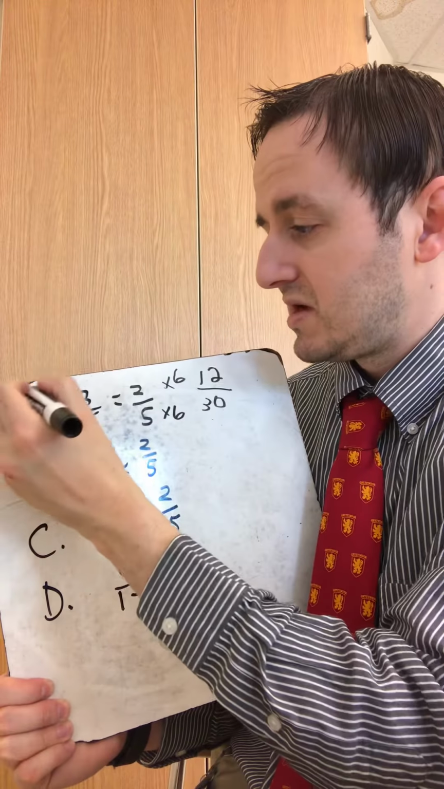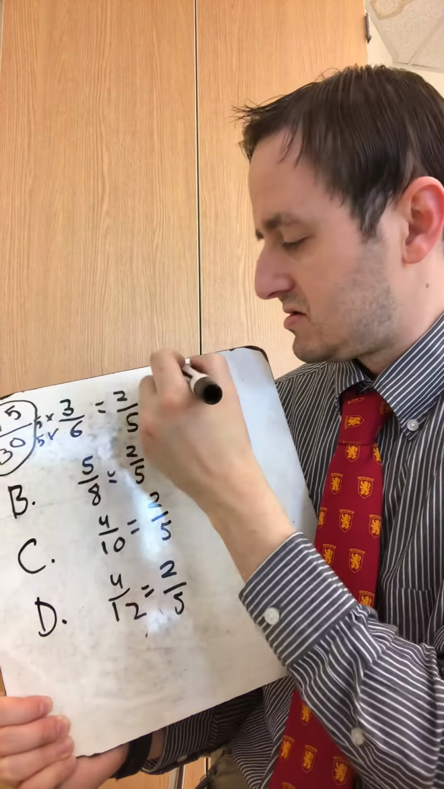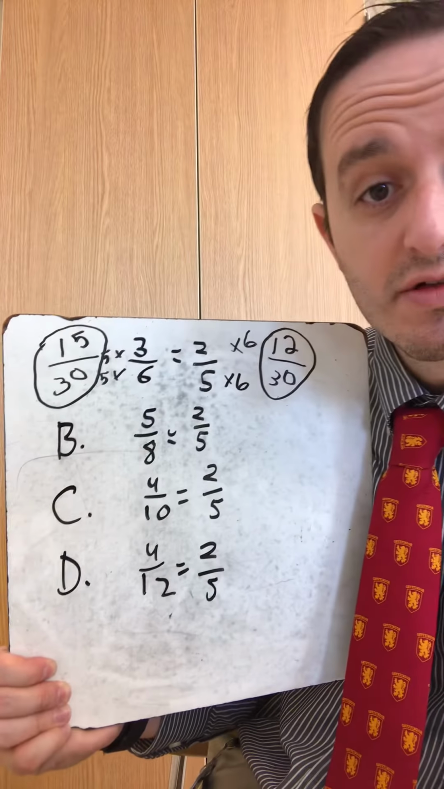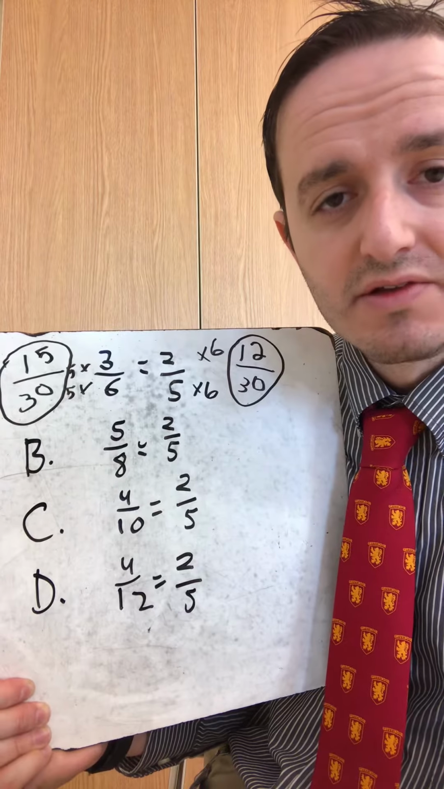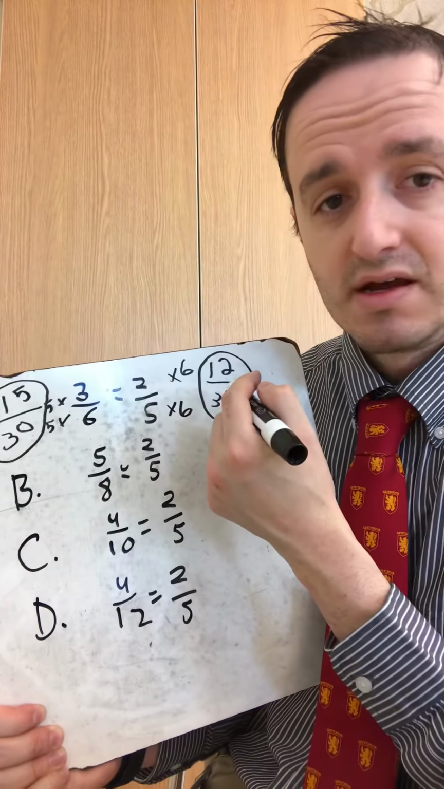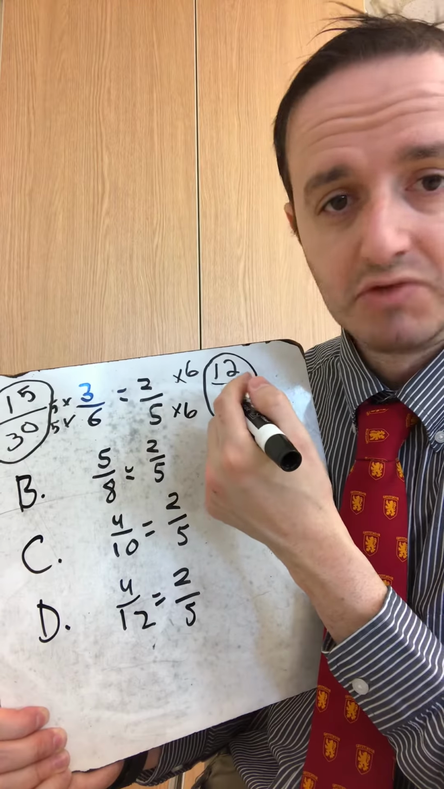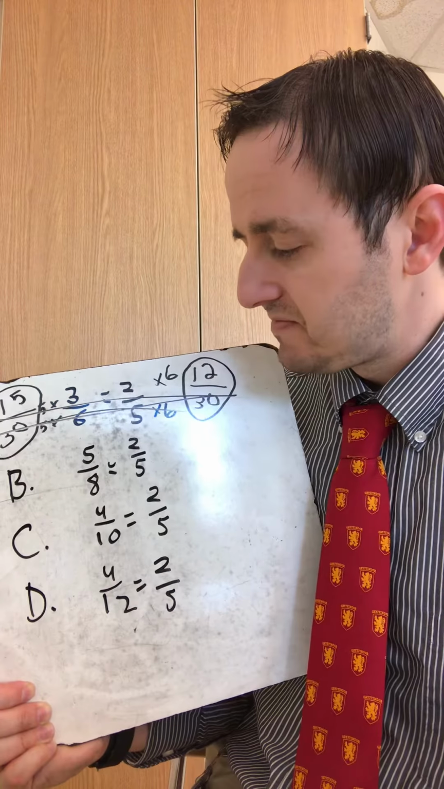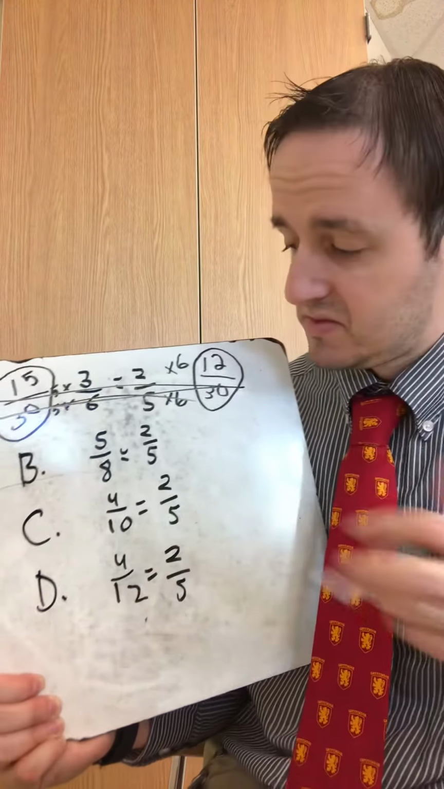Now, here are our new fractions. They have the same denominator, 30. Now, to determine if they're equivalent, are their numerators the same? Well, this is 15, and that's 12. So are they equivalent? Nope, they're not the same. Can't use that one. All right, let's move on to the next one.